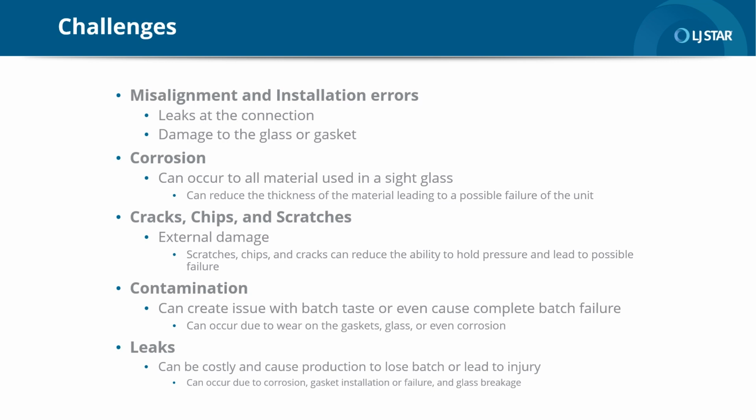And we run into this quite often because you're trying to put the unit together and you've got your base, you've got your gasket, your glass, your cushion, your cover. Everything has to fit properly and go together properly. So if you have any type of misalignment or installation issues, you could see leaking at the connection. You can damage the glass or the gaskets when you put them in. You can have gasket intrusion. So misalignment is extremely important, and it needs to be taken seriously when installing a lot of the sight glasses.